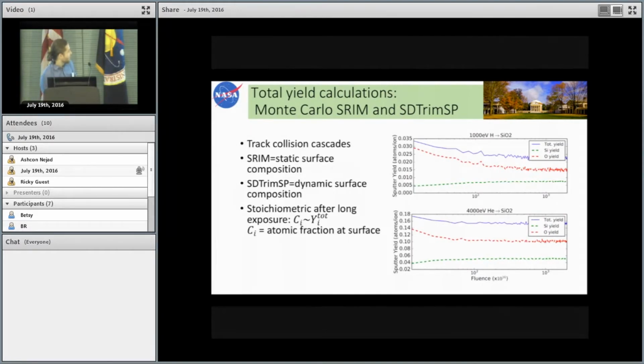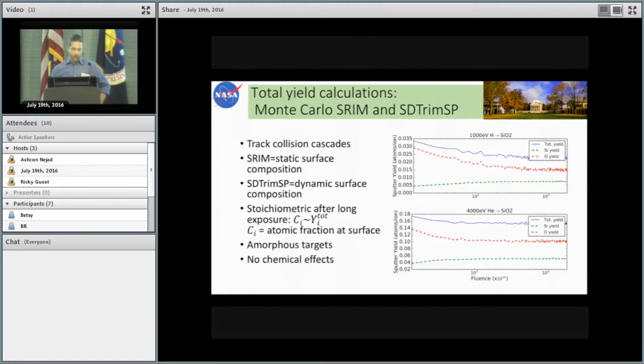So as we irradiate the sample to higher and higher fluences, we see that oxygen, which is the red line here, decreases with time, and the silicon increases. And this is just SiO2, just a simple oxide, for both hydrogen and helium bombardment at solar wind energies. And so as we irradiate along, we find that at high fluences, the surface composition eventually becomes approximately stoichiometric, meaning that for every ejected silicon, you get 2 ejected oxygens.